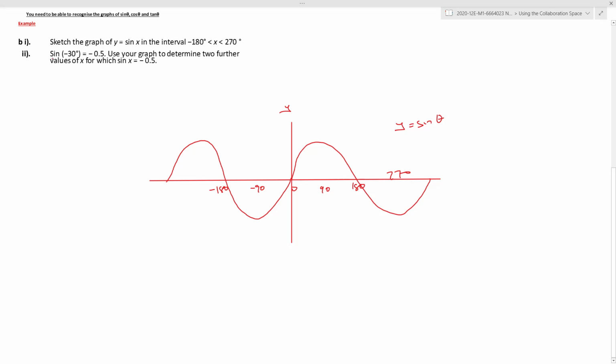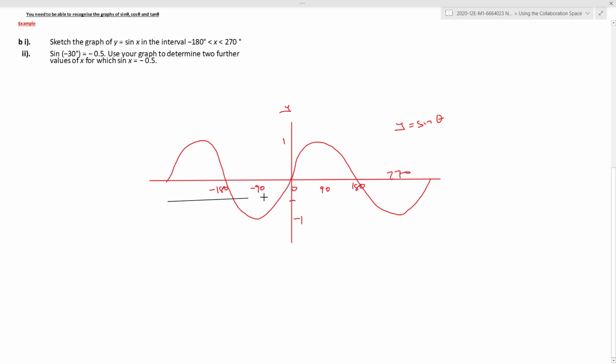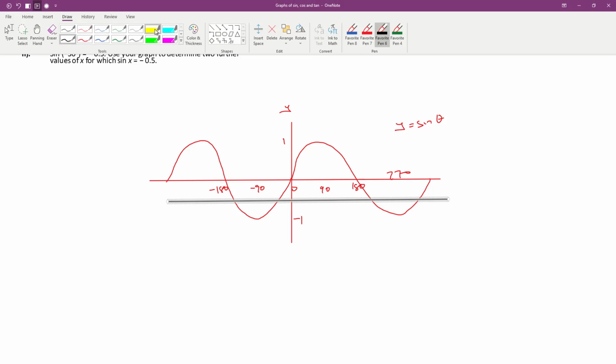For part B, it says sine of minus 30 is equal to minus 0.5. Use your graph to determine two further values for which sine of x equals minus 0.5. Well, maximum is 1, minimum is minus 1. So minus 0.5 is about halfway here. So we need to sketch a line all the way through to find out where it intersects the curve. So let's draw a line then. Just choose a different color. So about halfway there. So we've got additional values. Let's change that back to red.